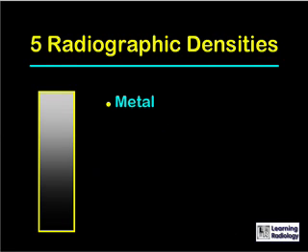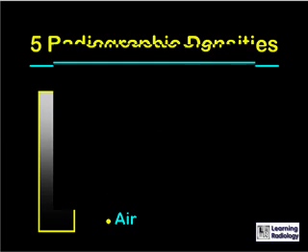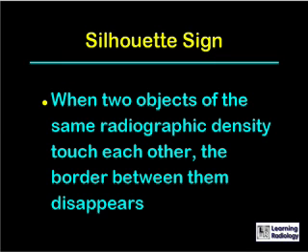In the first video podcast, we discussed the 5 basic radiographic densities: metal, bone or calcium, soft tissue or fluid, fat, and air. And the graphic on the left demonstrates more or less what these radiographic densities would appear like on a conventional radiograph. In this video podcast, we're going to discuss briefly one of the most important signs in all of radiology, the silhouette sign.